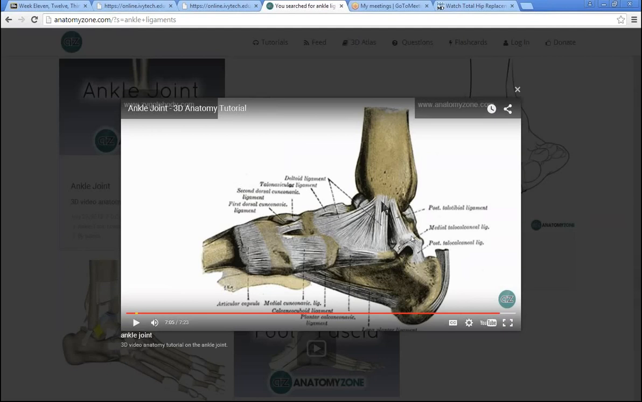Okay, so then we have the talocalcaneal, and then a talonavicular, and then we have the talotibial ligament posterior. Then we have the tibial calcaneal, the tibio-navicular, and then an anterior talotibial ligament.